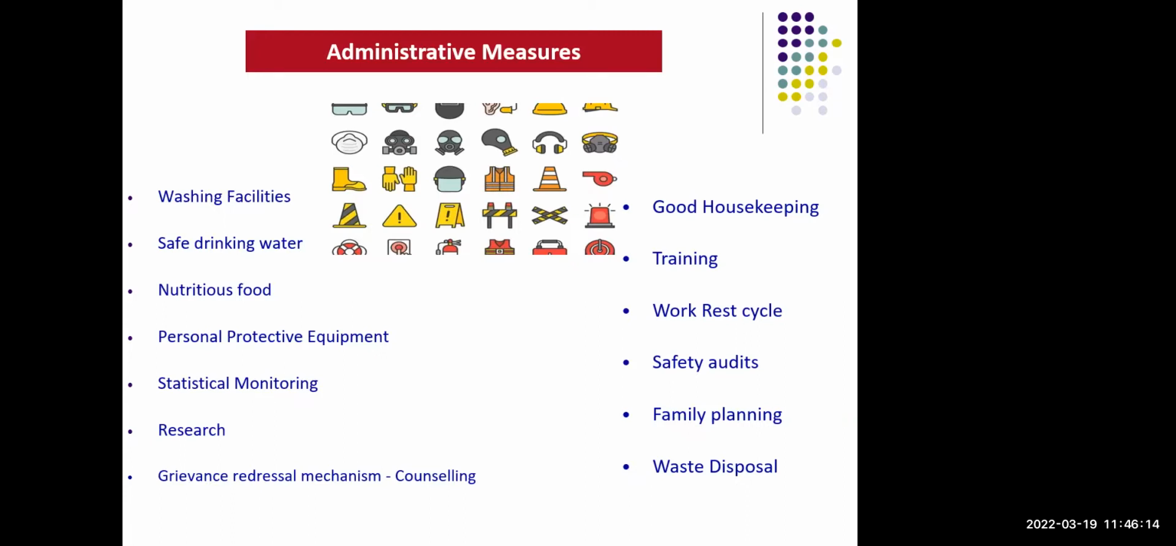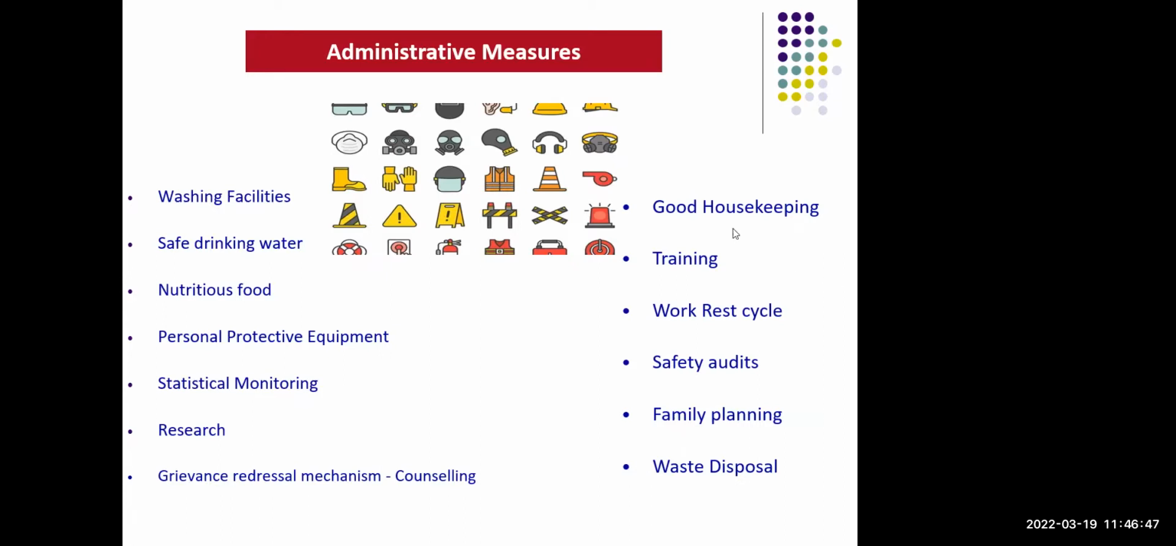But PPE is personal protective equipment, statistical monitoring, research. Now, this is very important. Grievance redressal mechanism. I have a mental issue. I am aggrieved. So I should be able to talk to somebody, not necessarily the boss. So many progressive organizations have counseling facilities on board. Or some mentor. Your boss is not your mentor. There's some other person, he's your mentor. He or she will groom you for a greater, higher role.